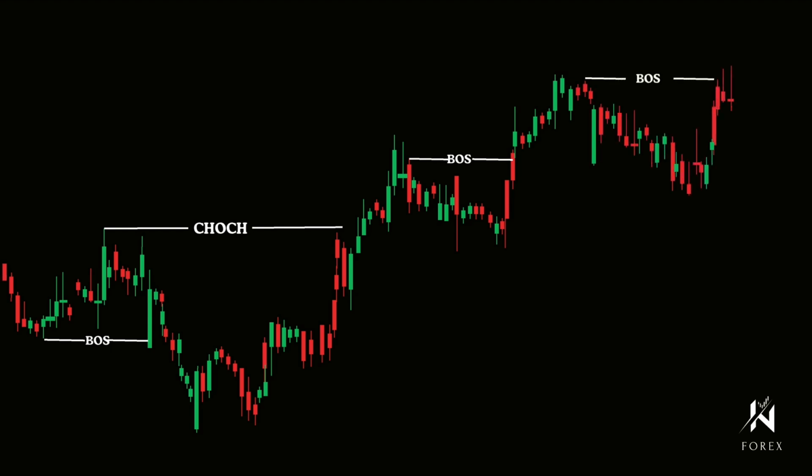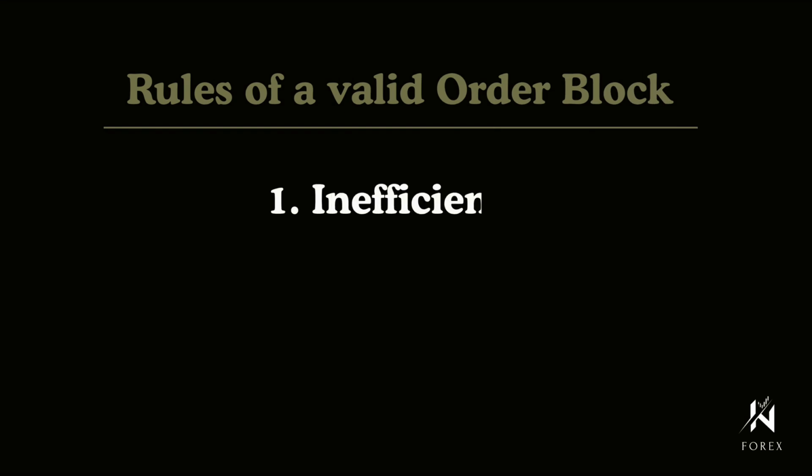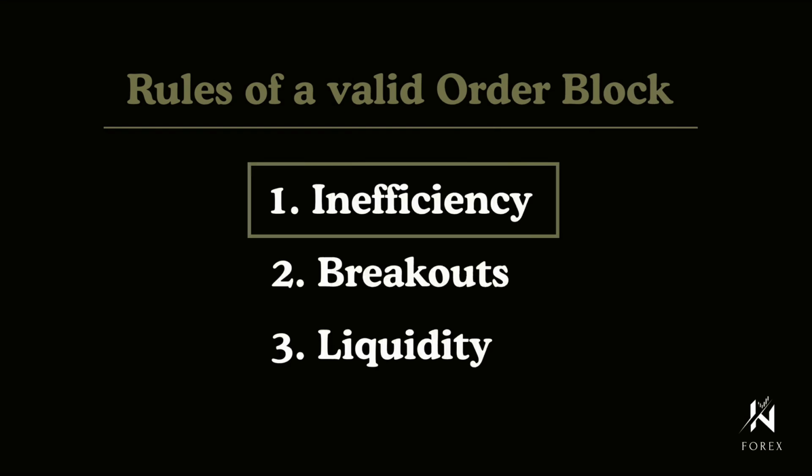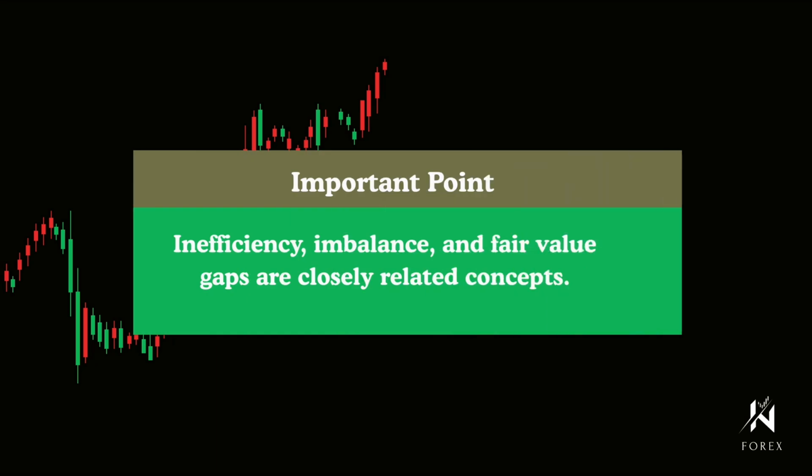So first we'll review the conditions needed to identify a valid order block for trading, then I'll demonstrate how to accurately mark them on the chart. So let's move forward with the rules for a valid order block. The first rule involves the presence of inefficiency. Inefficiency, imbalance, and fair value gaps are closely related concepts.